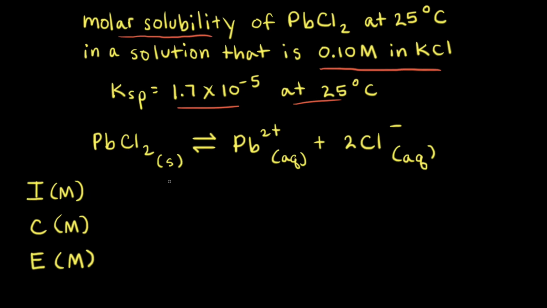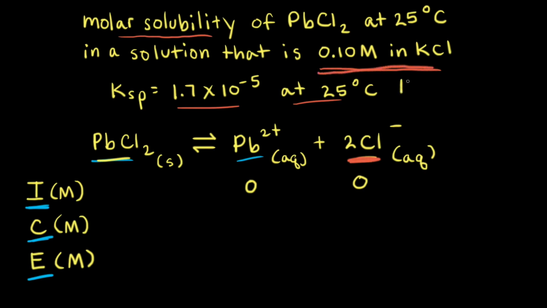To help us calculate the molar solubility, we're going to use an ice table, where I stands for the initial concentration, C is the change in concentration, and E is the equilibrium concentration. First, let's say that none of the lead 2 chloride has dissolved yet, and if that's true, the concentration of lead 2 plus ions would be 0, and the concentration of chloride anions from the lead 2 chloride would also be 0. However, there's another source of chloride anions, and that's because our solution is 0.10 molar in KCl.